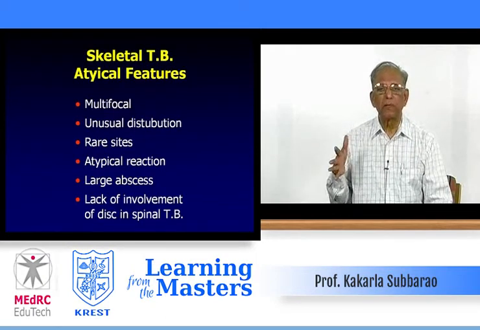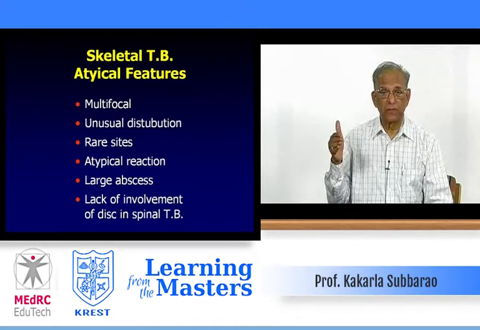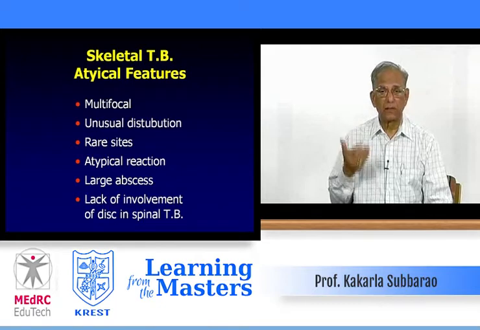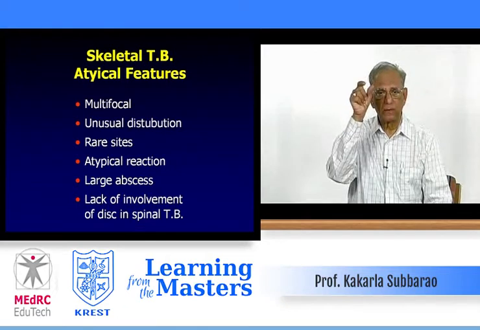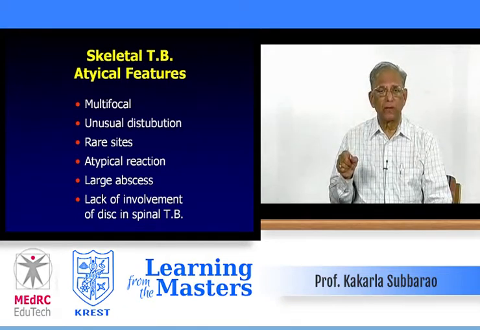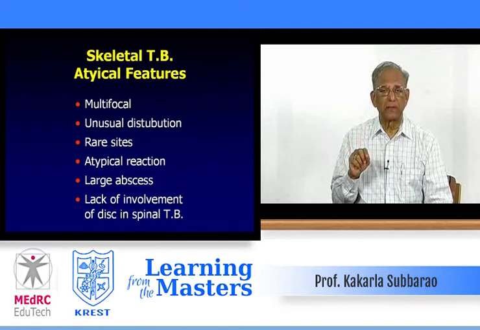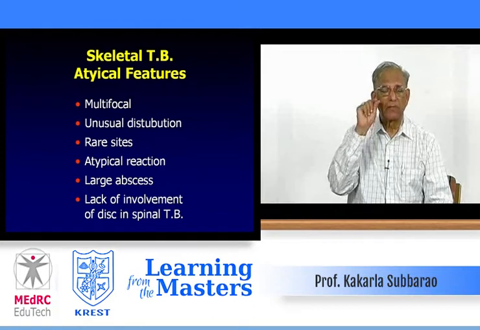So there are some atypical features in skeletal TB. One, multifocal is not common. That's why, for example, if the axial skeleton is involved, you have to do an MRI scan. Unusual distribution, rare sites. For example, if you take tuberculosis of the spine, common is intervertebral space involvement. Uncommon is anterior erosion. Most uncommon is compression of the vertebrae.